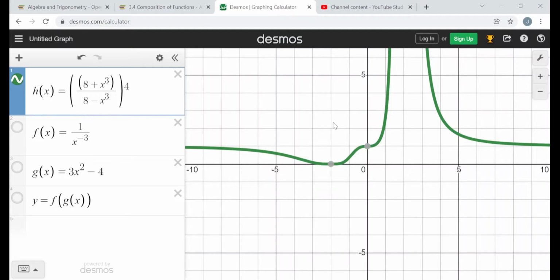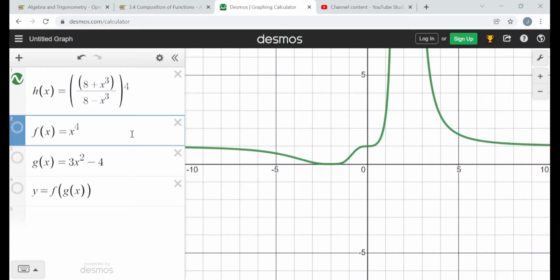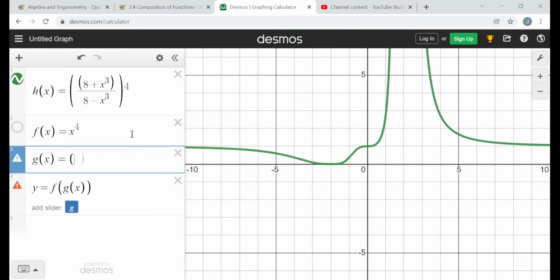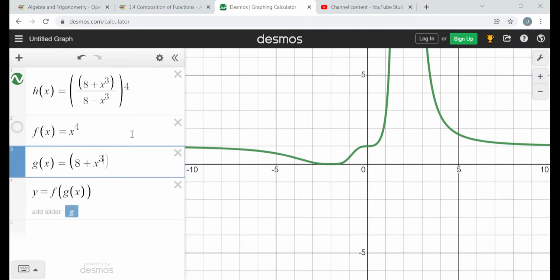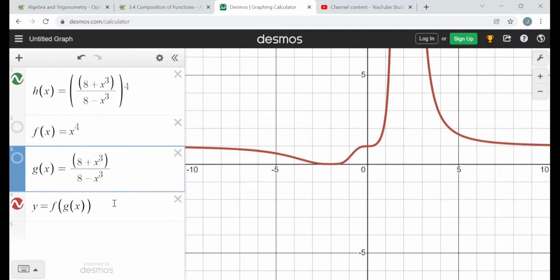Alright, so some weird looking graph here. Then the f I called x to the fourth. The inside function, the g, was that fraction there, the 8 plus x cubed in the numerator divided by 8 minus x cubed in the denominator, and then I'll turn on y equals f composed with g, and look, it's the exact same function right on top of the other one. Green, red, or whatever colors you're seeing, you see that one is right on top of it. They are the same thing.